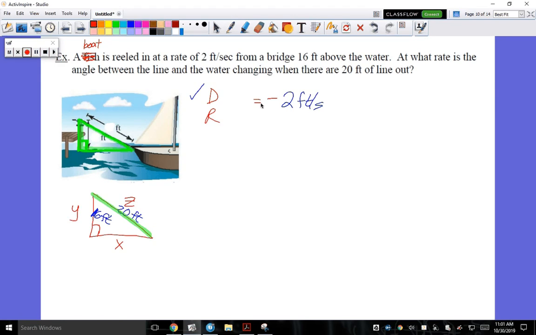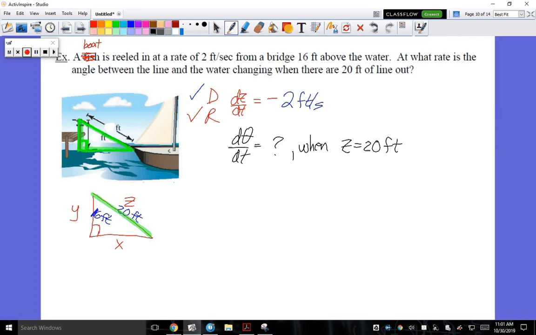It's dz dt. The rate of change of my hypotenuse with respect to time is a negative 2 feet per second. So we're still doing rates. What rate are we looking for? The rate of change of the angle. So like d theta over dt is equal to something when what? When z is equal to 20 feet.